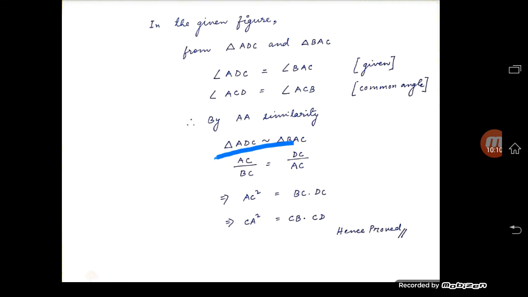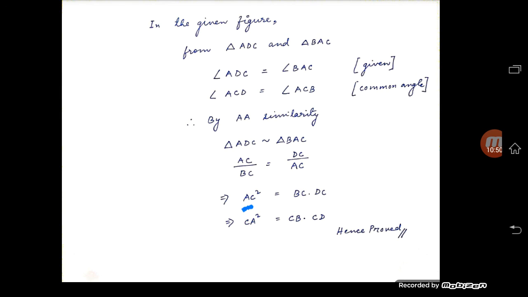So since triangle ADC and BAC are similar, we have AC by BC. That means the corresponding sides will be in the same ratio. So we put AC from this triangle and BC from the other triangle is equal to DC by AC. We need only two sides. Now we cross multiply, AC into AC. What do we get? AC square and BC into DC. AC square is equal to BC into DC.